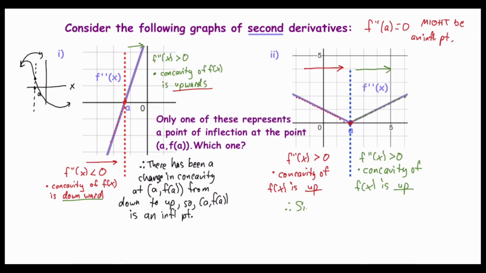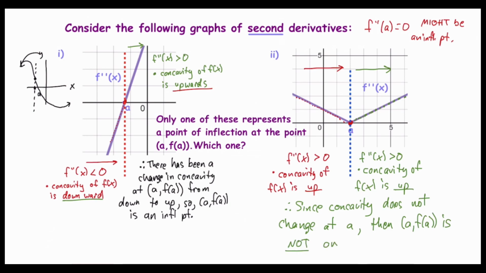Therefore, since concavity does not change, we know that, actually, we'll be a little more specific. Since concavity does not change at point A, then f of a is not an inflection point.